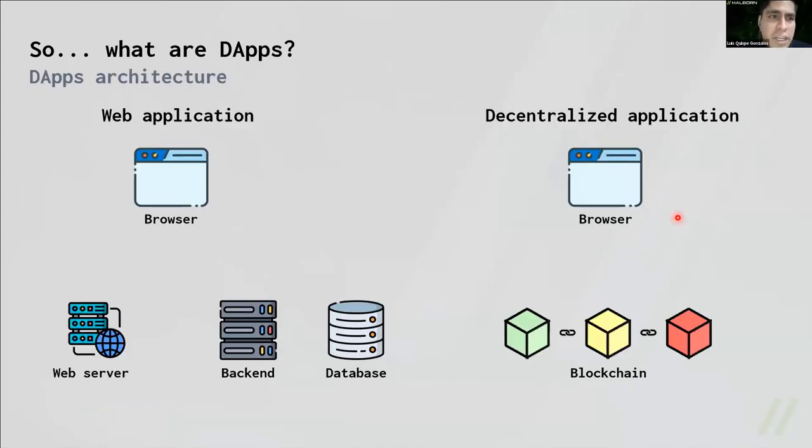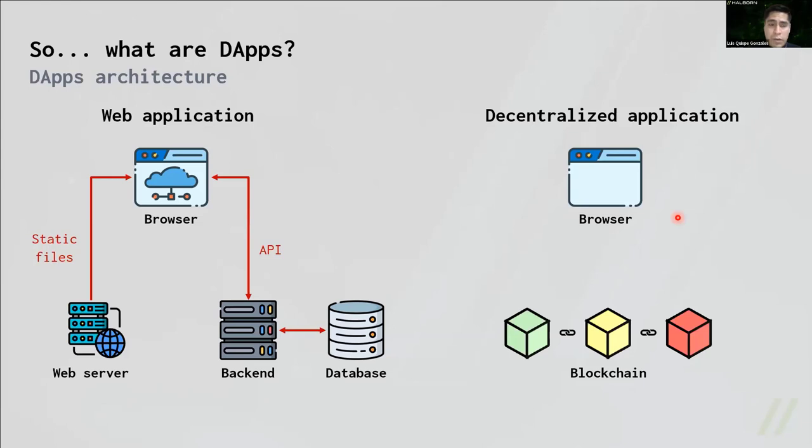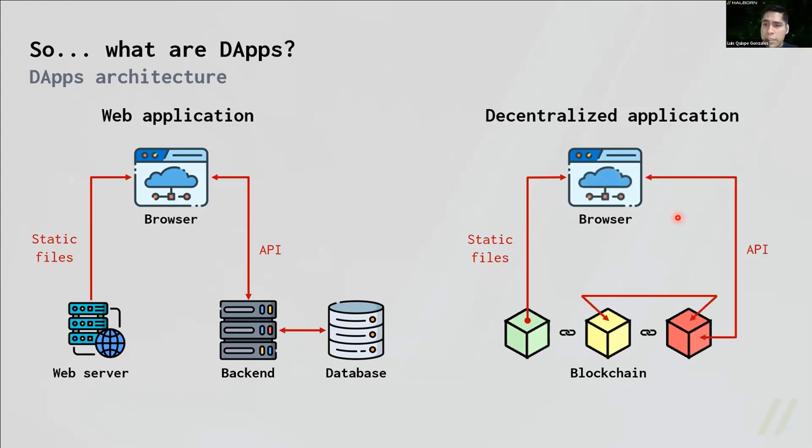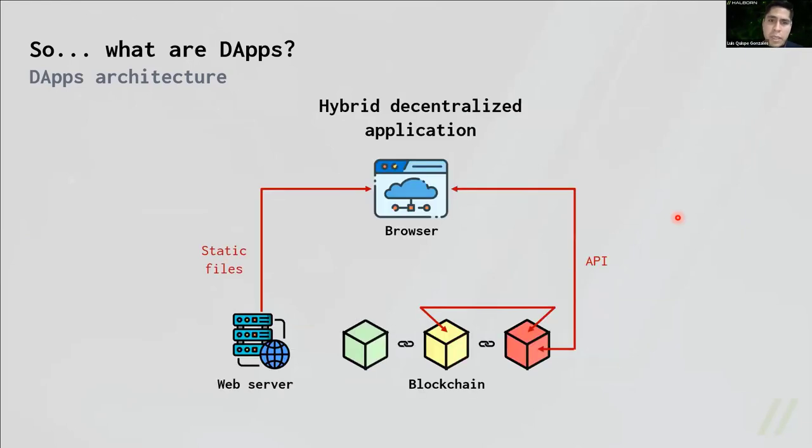Great. What is the architecture inside a dApp? We can compare it with a web application. For example, in a web application, we have a browser that retrieves the static files from a web server. By static files, I mean HTML, CSS, JavaScript. Then the browser connects to a backend, for example through an API, the backend connects to a database, and so on. On the other hand, in a decentralized application or dApp, the static files and backend are stored inside a blockchain. The most used architecture is a hybrid one, where static files are retrieved from a web server and the backend is inside the blockchain.